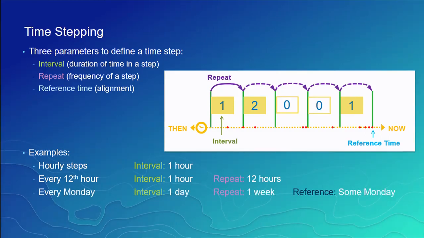And if I wanted to do every Monday, I need to set a reference time to say this is where you're starting. So the interval is 1 day, the repeat is 1 week, and the reference time is some Monday. And what I mean by some Monday is that if I don't set a reference time, it only goes forward. If you wanted a Monday in 1960, you can set it on a Monday today, and it's going to go forwards and backwards.